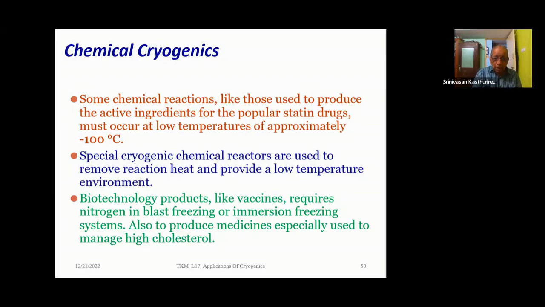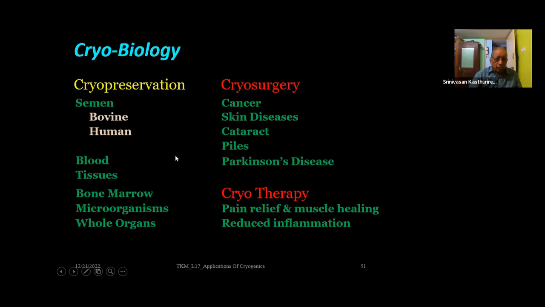Also, to produce medicines, especially those used to manage high cholesterol, we can use this arrangement. Biotechnology products require the chemical cryo. Now we come to cryobiology.